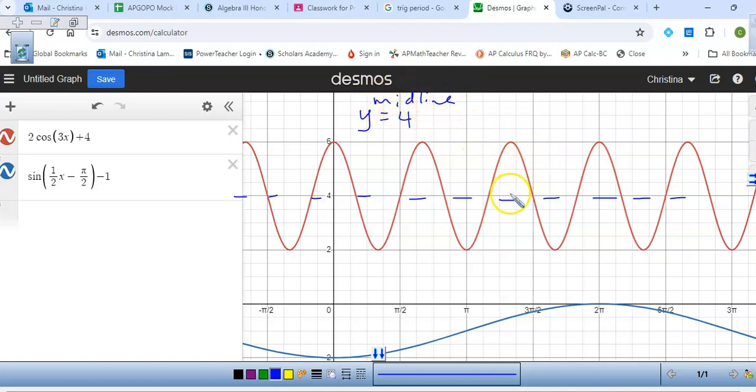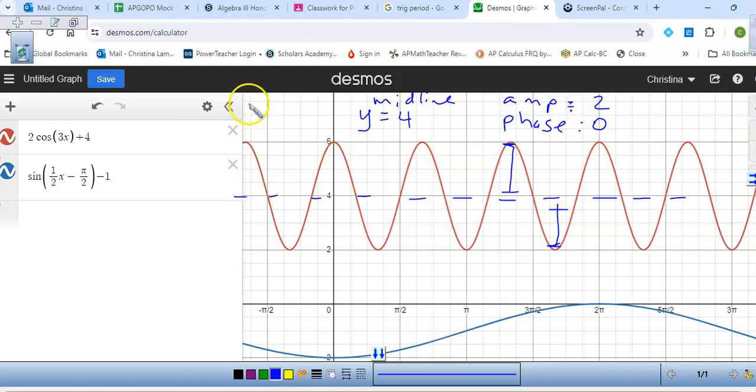The amplitude is going to be the distance from the midline, either to the highest point, the peak, or the lowest point. You can count in either direction, it doesn't matter. So if I count from the midline up or down, in this case, I'm going to get an amplitude of 2. The phase shift is how much you move the graph to the left or the right of the parent function. In this case, there is no left or right movement for your transformation. So your phase shift is equal to 0.